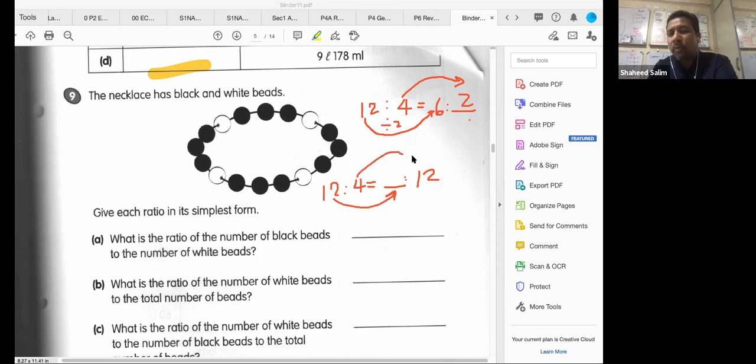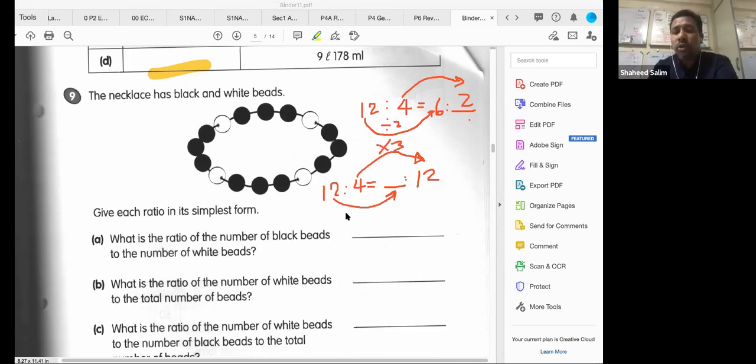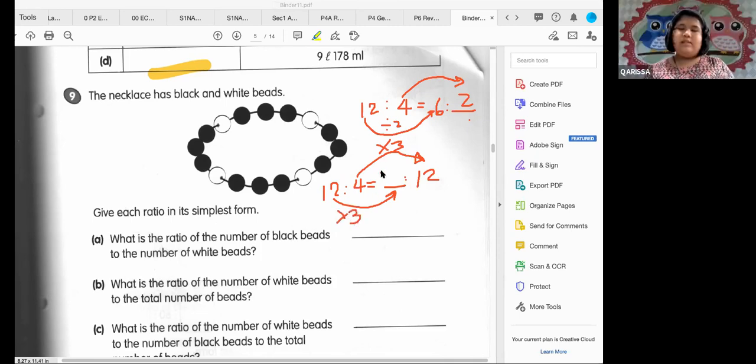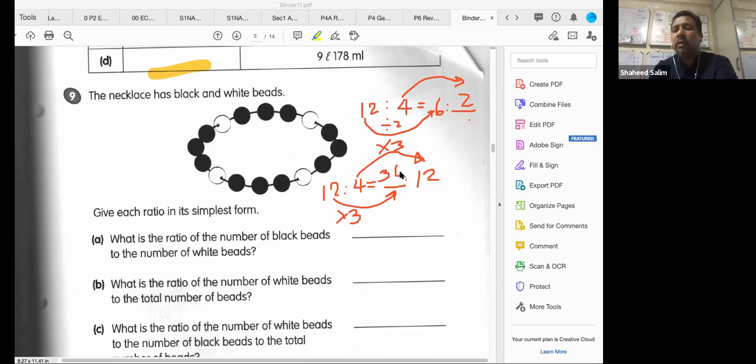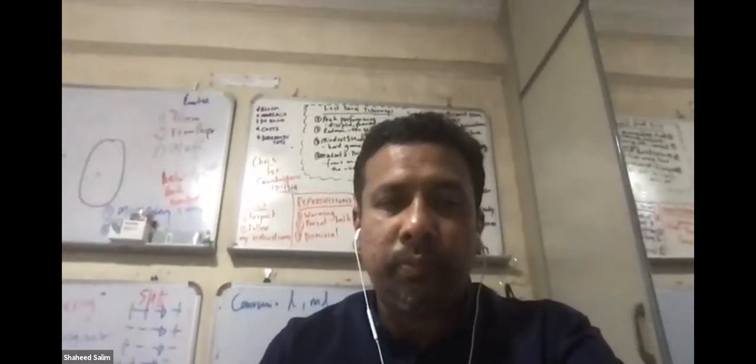From 4, how to become 12? You times or divide? Times 3. So you must also times 3 down here. What do you get? 36. So if you divide, you have to divide the other number. If you see you times, you got to times the other number. Okay, remember that. We are going to go through it now.